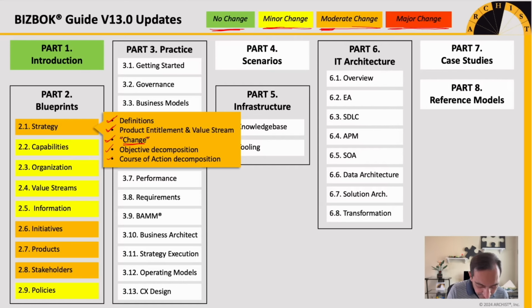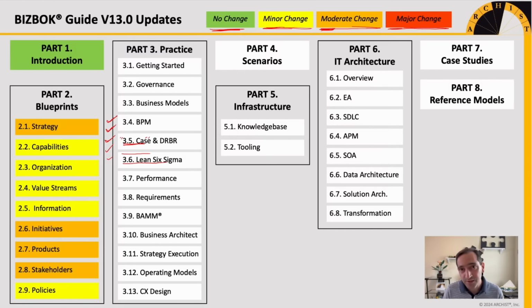There are a couple of changes in the Metamodel. One is the objective decomposition, and the other one also course of action decomposition. So in the previous version, we didn't have the decomposition of these two elements, and now it's been added in version 13 of the BIZBOK guide.